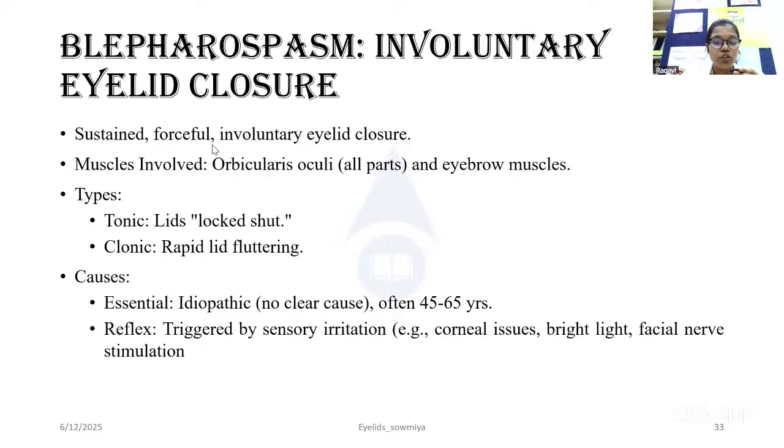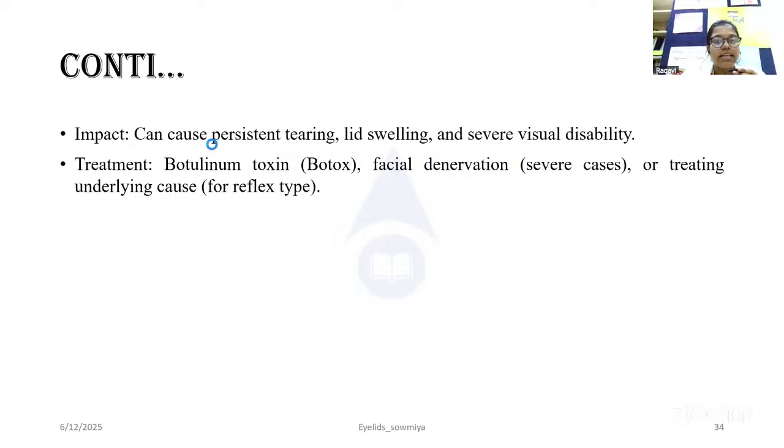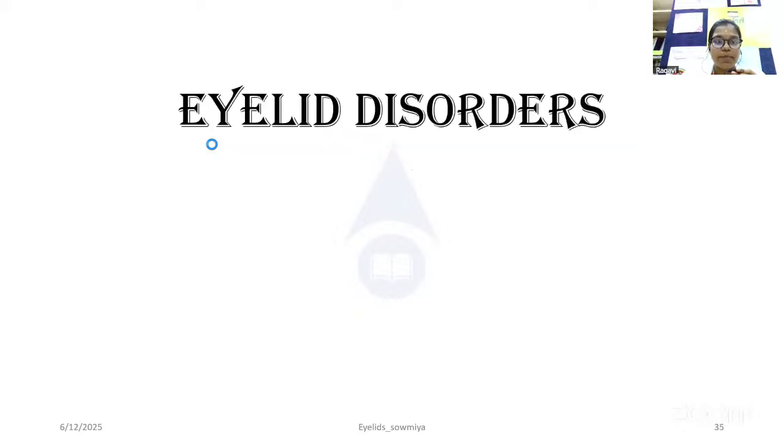Essential, idiopathic, no clear cause, often seen at 45 to 65 years. Reflex: triggered by sensory irritation, for example corneal issue, bright light, facial nerve stimulation. Impact: can cause persistent tearing, lid swelling, and severe visual disability. Treatment: botulinum toxin, Botox, facial denervation in severe cases, or treating the underlying cause for the reflex type.